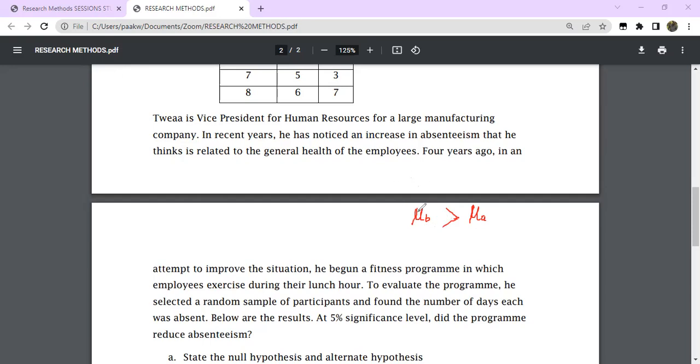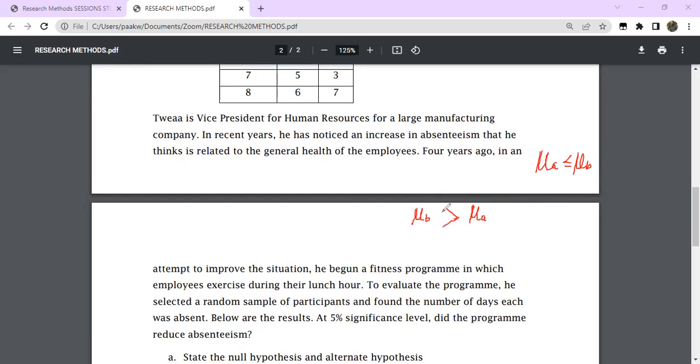So mu b. So mu b is greater than what? Mu a. He has noticed an increase in absenteeism, so he attempts to improve the situation. He began a fitness program in which employees exercise during their lunch. You get it? Yes. So the relationship between mu b and mu a is that your after will be less than before. So when you are writing it before and after, it will be after. So this one here is the same as this. Mu a is less than or equal to what? Mu b.